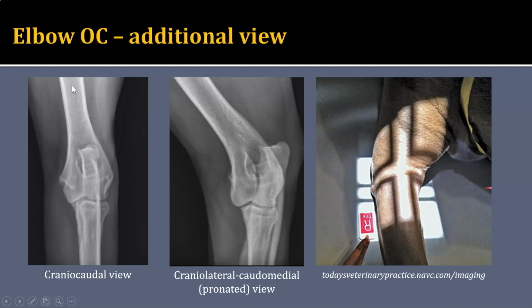On the left of the slide is our standard craniocaudal view, and then on the middle of the slide is this pronated view or craniolateral caudomedial view. And again, what it does is it kind of takes the ulna away from being superimposed on that medial aspect of the humeral condyle. It actually allows evaluation of that medial aspect of the humeral condyle, and then when we talk about elbow dysplasia, it allows evaluation of that medial coronoid process, so it's a good view for that as well.